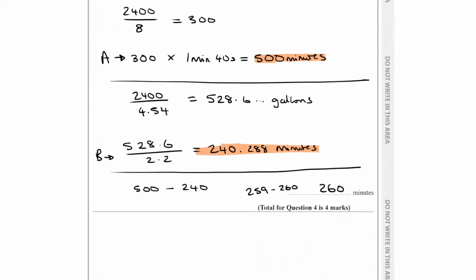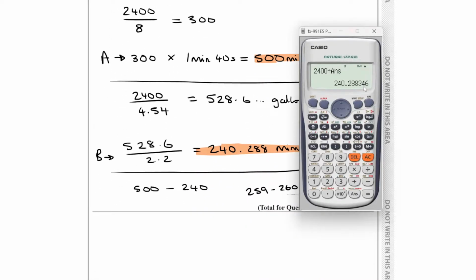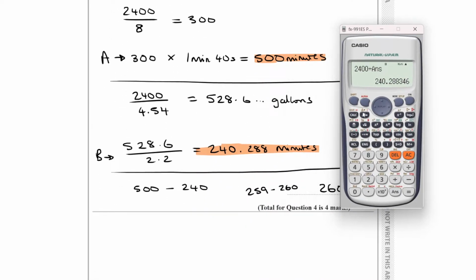Do you see how I got 240 as well? You should have got the same answer, in minutes at least. So if you got the 500 as well, because I know you said you got 8 hours 20 minutes, which is the same as 500 minutes, and then you've just done this, which you should have got 240 minutes.